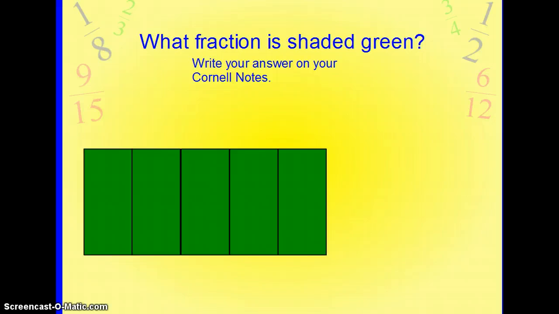Okay, one more. What fraction is shaded green? Please pause the video right now and write your answer on your Cornell notes. Okay, so if we look at the entire model here, how many pieces make a whole? 1, 2, 3, 4, 5. So our denominator is going to be 5.